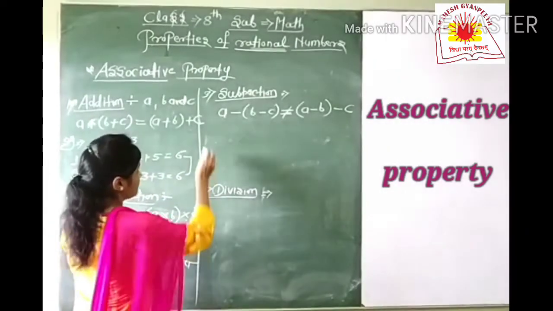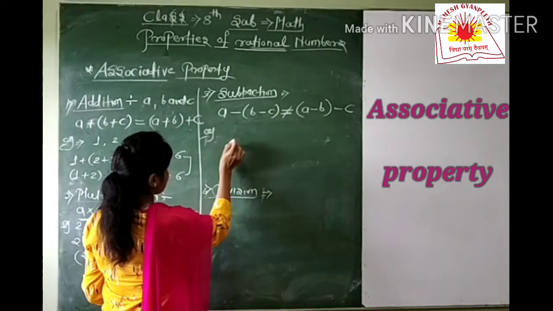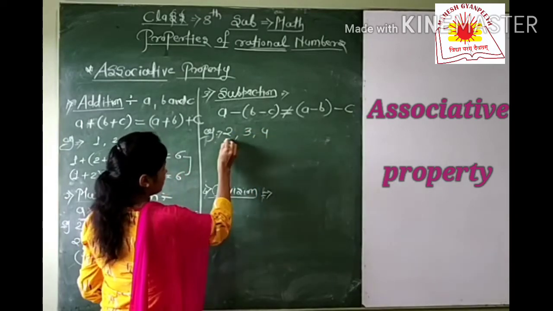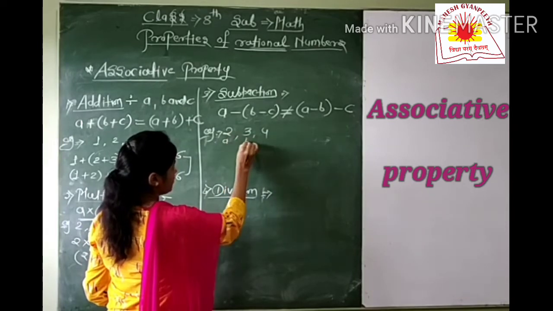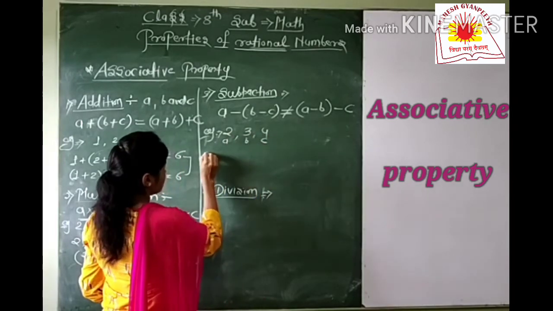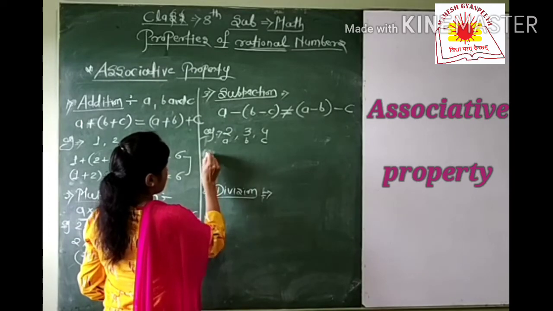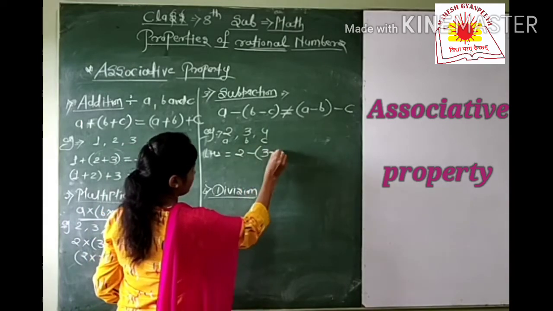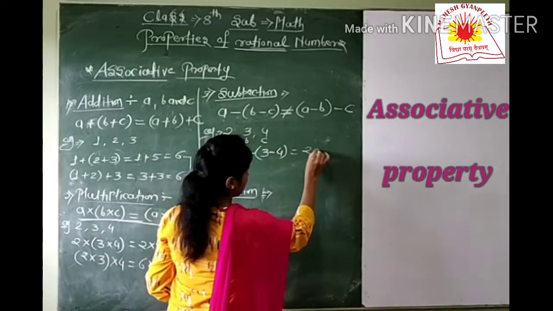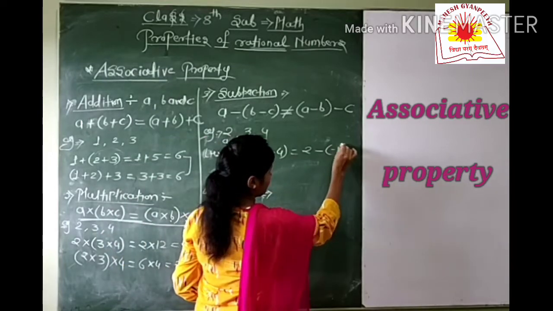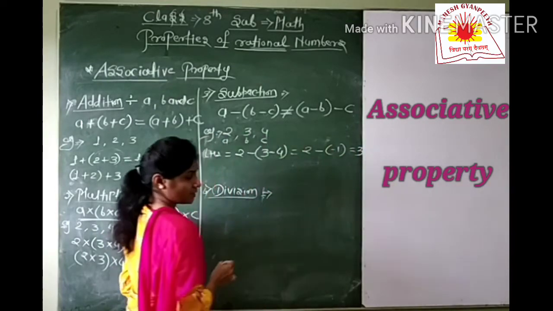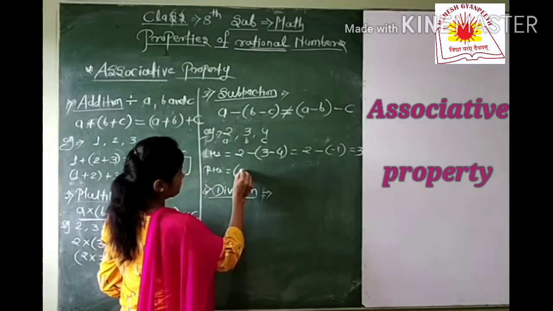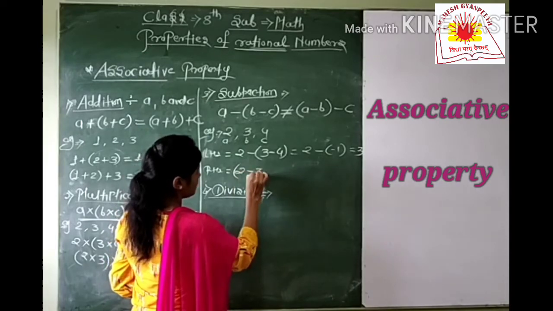So check here, for example. Take 2, 3, 4. The value of A is equal to 2, B is equal to 3 and C is equal to 4. Then on the LHS side, we take 2 minus, in bracket, 3 minus 4. What is 3 minus 4? Minus 1. Then minus and minus makes plus, so it is 3.